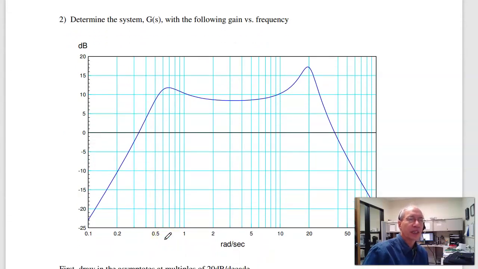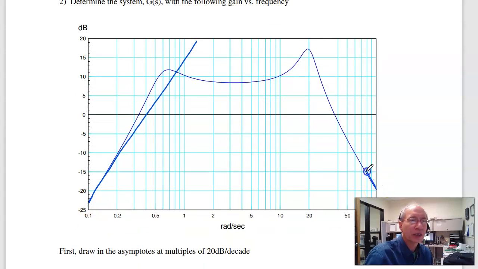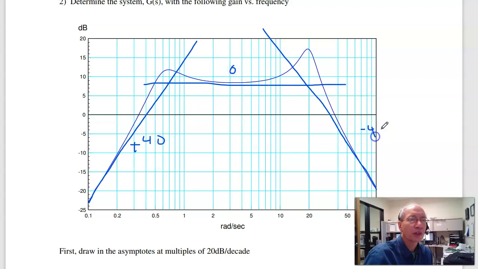Problem 2 is repeat with this system. So again, the trick is draw in your asymptotes. This one is about plus 40 dB per decade. Over here, I've got minus 40 dB per decade. And in the middle is your 0. So here's your plus 40, 0, minus 40. What this tells you is I've got 2 poles right here. I've got 2 poles right here.